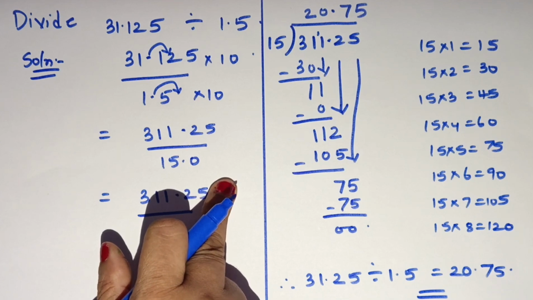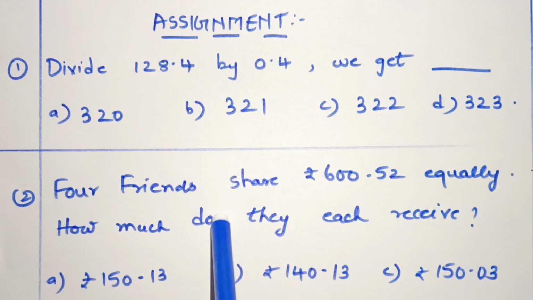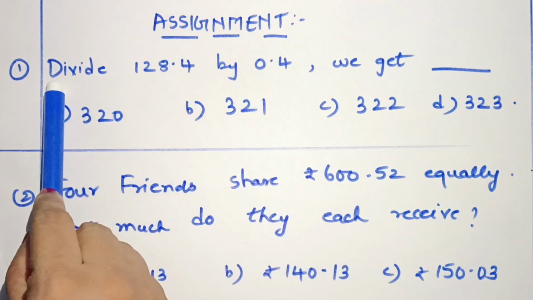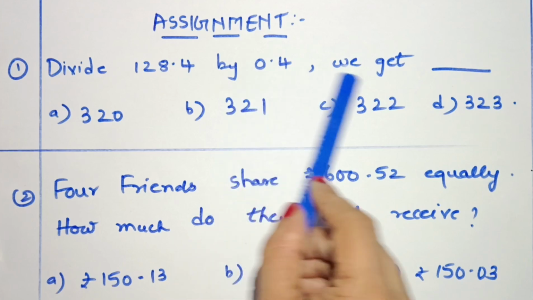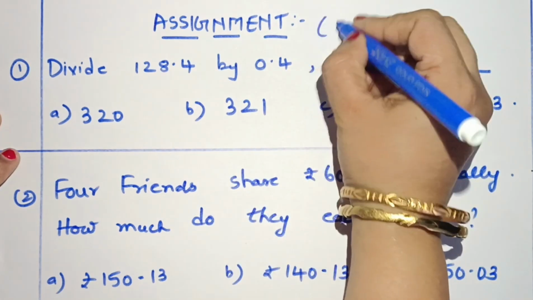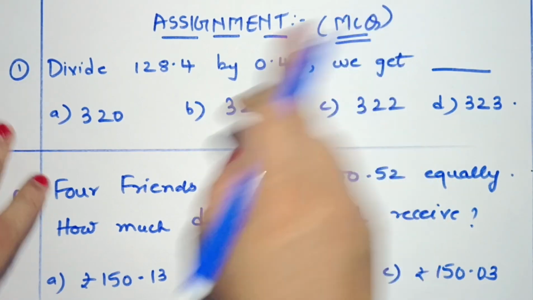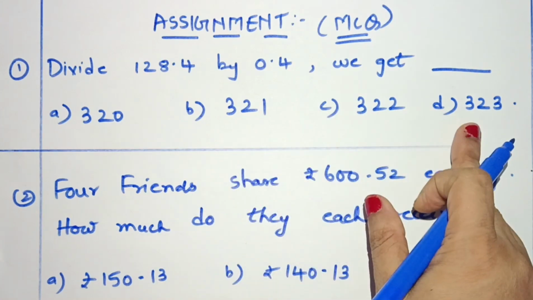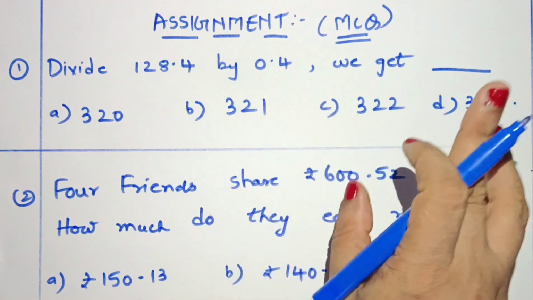Now let's go to the final page. These are two assignment questions which you can try to solve at home, and please comment, or in case you have any doubt, please feel free to ask me. The first question says, divide 128.4 by 0.4. Such questions you will get in MCQ, multiple choice questions. The first option is 320, then 321, then 322 and 323. Out of these four, any one is correct. So you have to solve and get the answer.